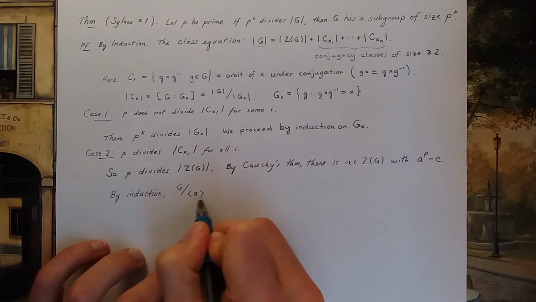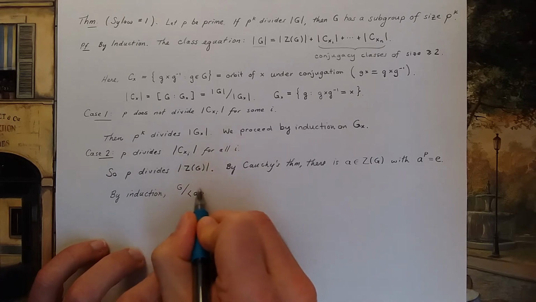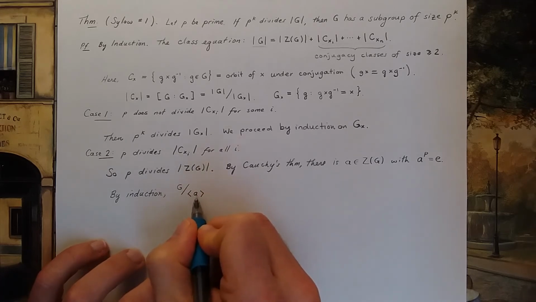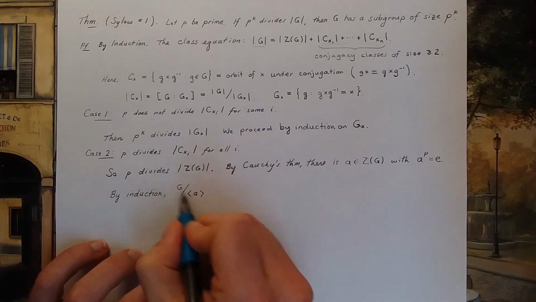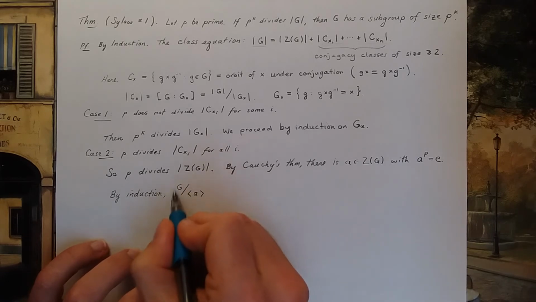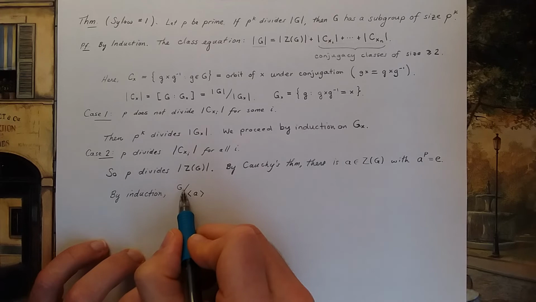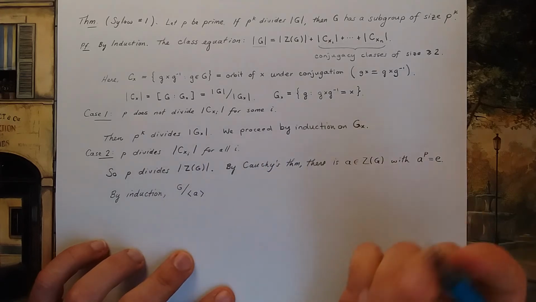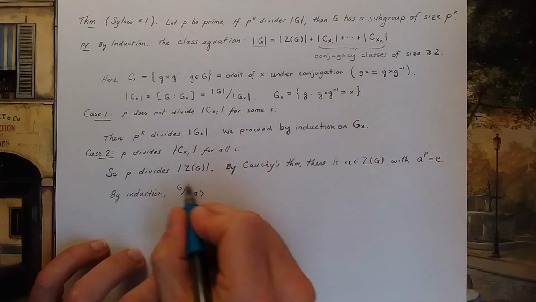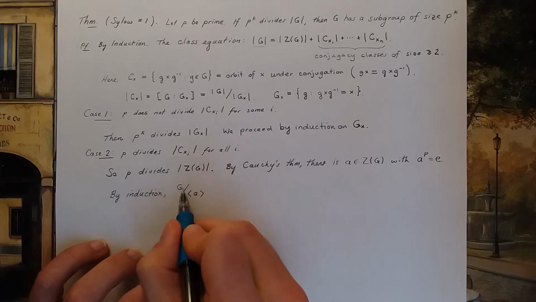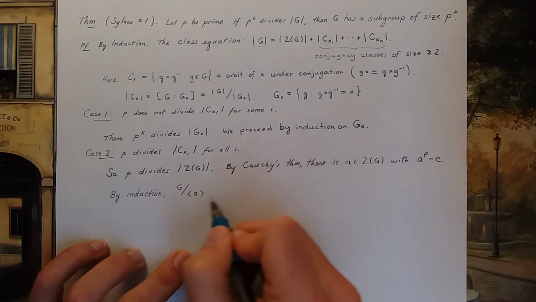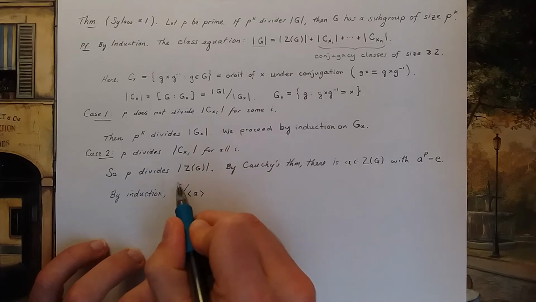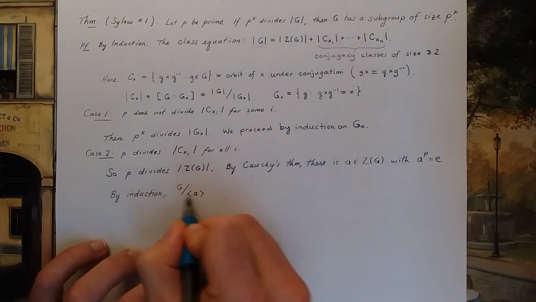That means this subgroup, the cyclic subgroup generated by A, is normal. I could form the factor group. This factor group has a smaller size than G, so I could use induction on the factor group. It's a group of a smaller size. The size of this factor group is the size of G divided by the size of A, so it's the size of G divided by P.